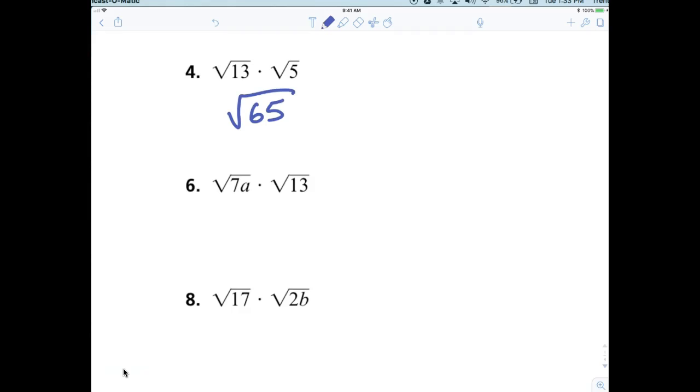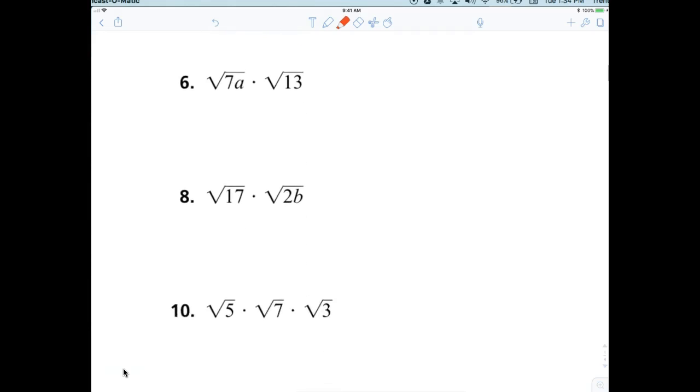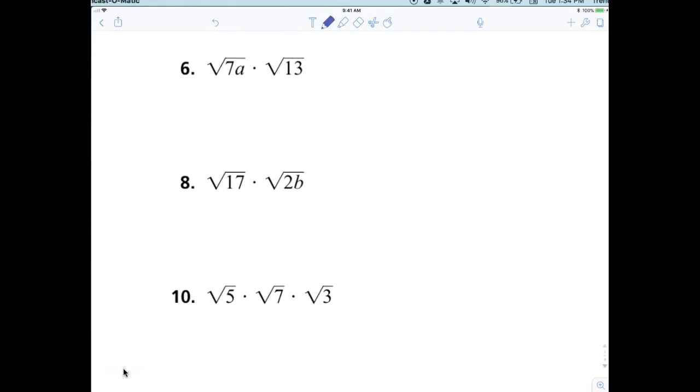I know that square root of 65 is not going to break down. I just want to make sure you hear me on this. Because 13 is prime and 5 is prime, if you multiply them together, they will not break down. Everybody with me? If we're looking at question number 6, we can easily say that's just the square root of 91a.